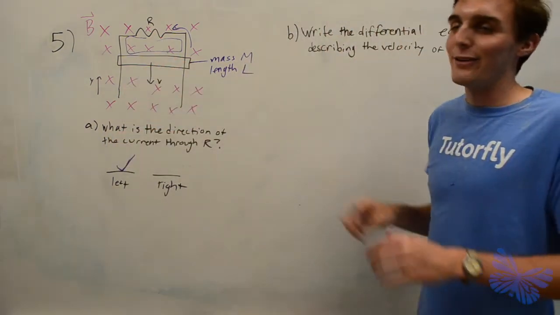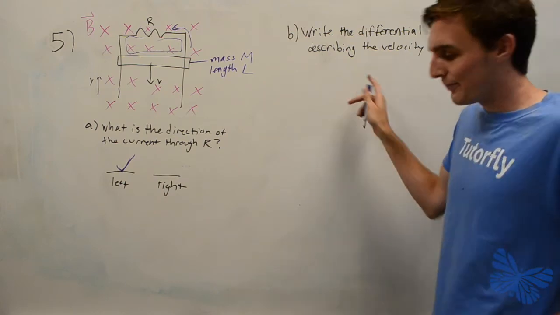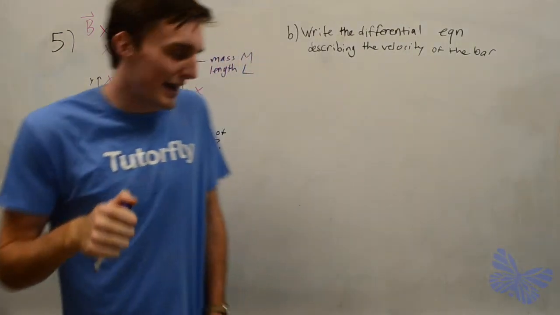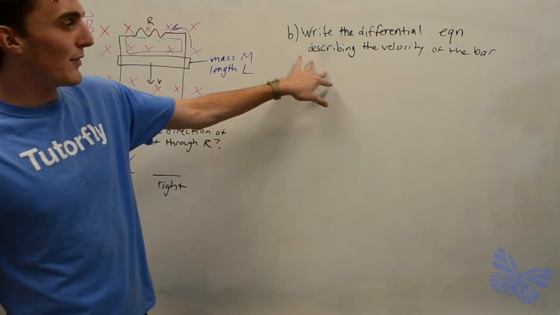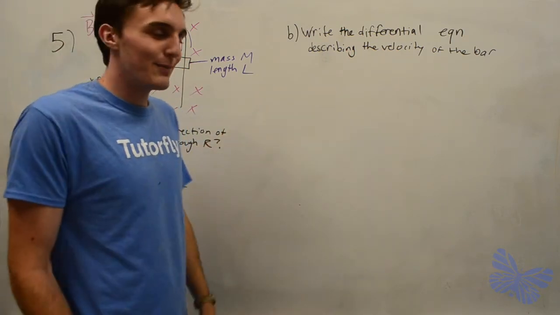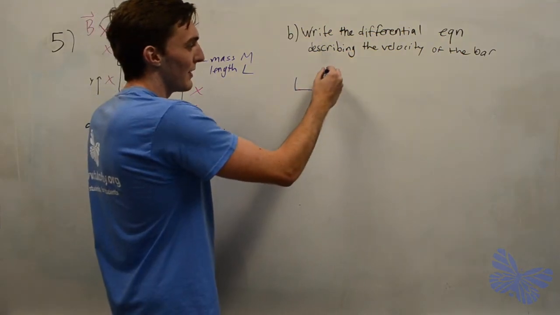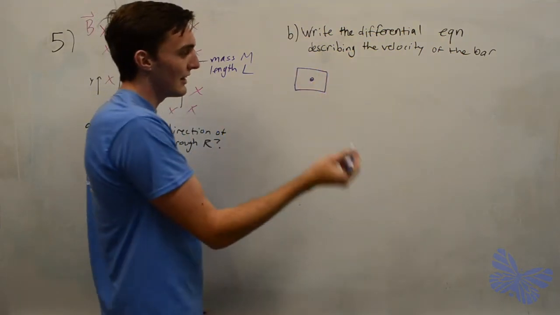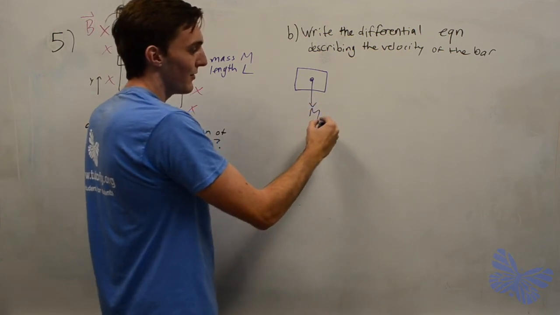Alright, so that's when the right-hand rule comes in handy. So now part B gets a little bit more mathy. It's asking for a differential equation describing the velocity of the bar. And so in this case, you're going to use some mechanics knowledge. So I would start off by drawing a free body diagram. And you know that you've got the force of gravity, so that's going to be m times g.